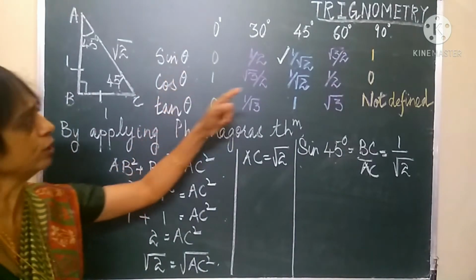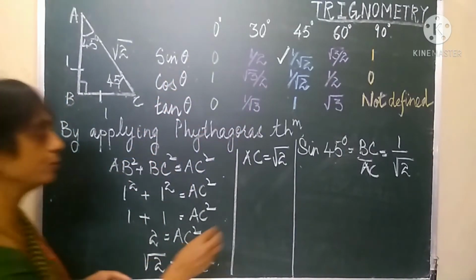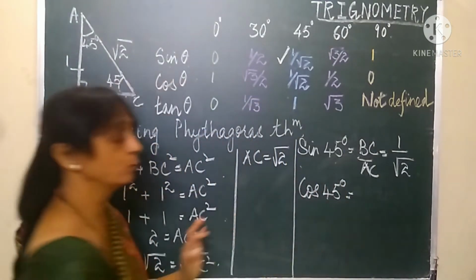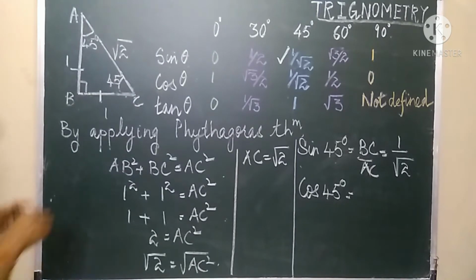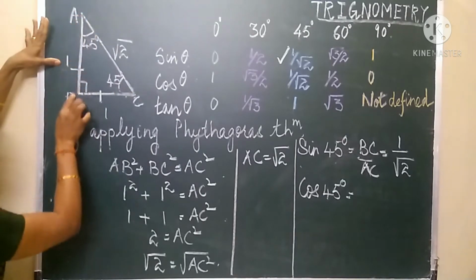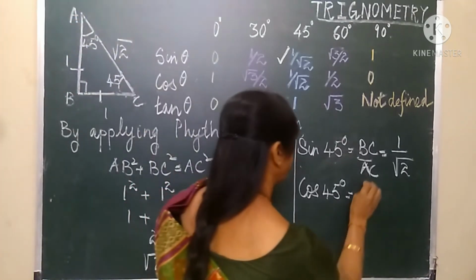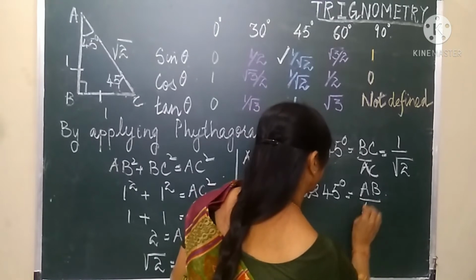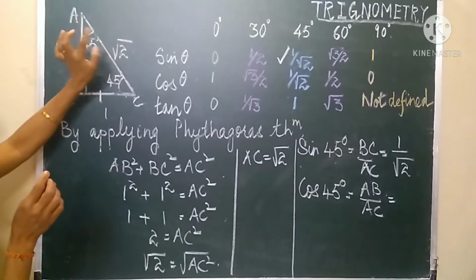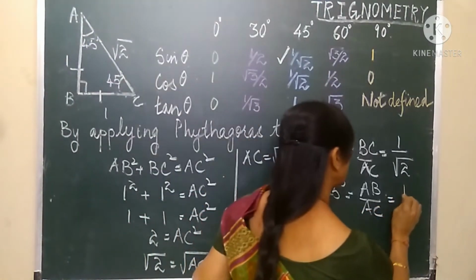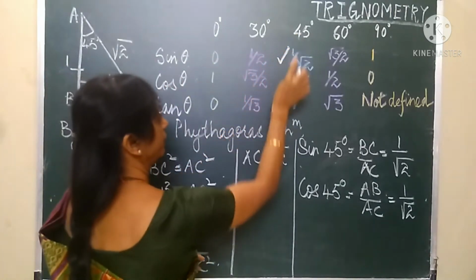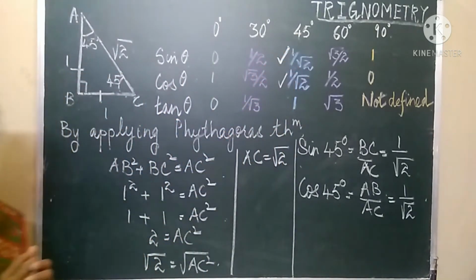Let's find out how we got cos, also 1 upon root 2. So cos of which acute angle? 45 degrees. What is cos of any angle? What is the general formula? Cos of 45 is adjacent side upon hypotenuse, AB upon AC. How much is AB? AB is 1. How much is AC? Root 2. So let's substitute 1 upon root 2. So over here again cos of 45 is 1 upon root 2.